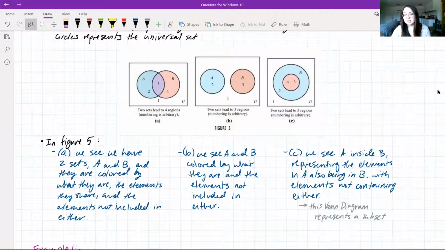Then we see C, which is 2 sets lead to 3 regions. Once again, we still have 2 sets, but it's still 3 regions because we see our universal set as the white background. Then we have our set B, which is 2, or the blue ring, and then we have A, which is 3. So in figure 5C, we see that this represents a subset because A is inside of the set B. That's what a subset would look like according to Venn diagrams.